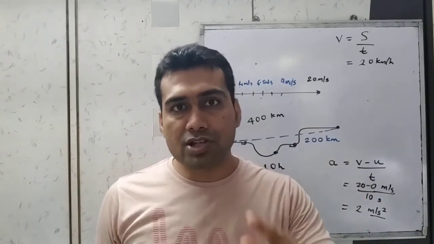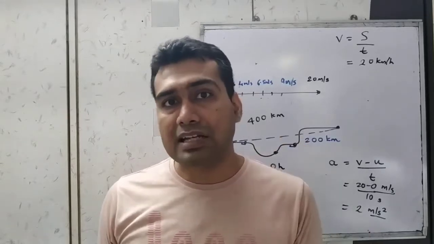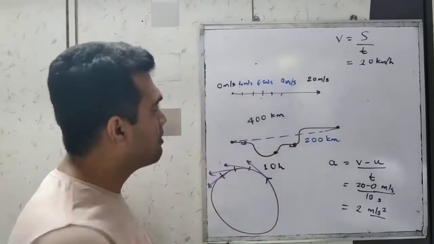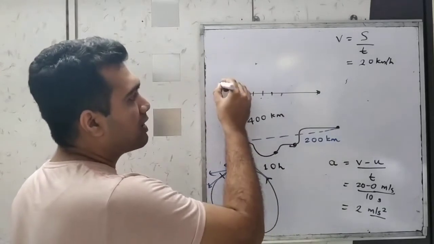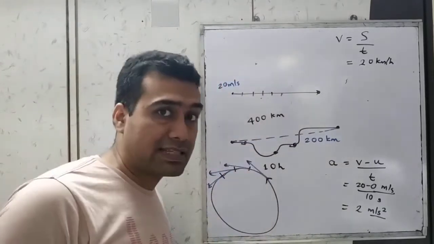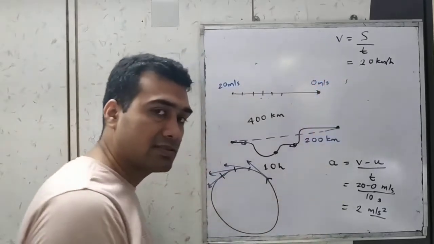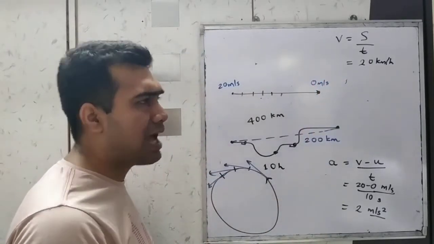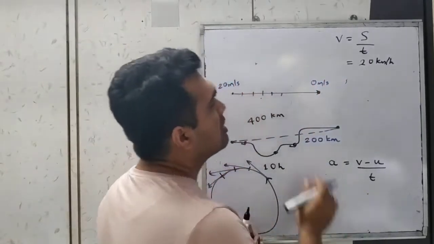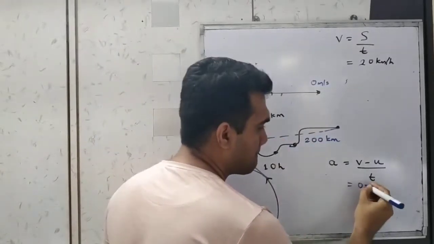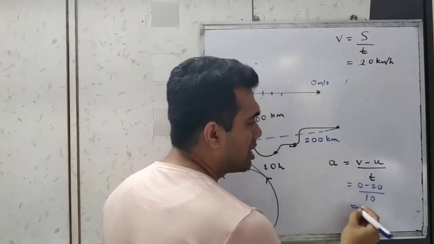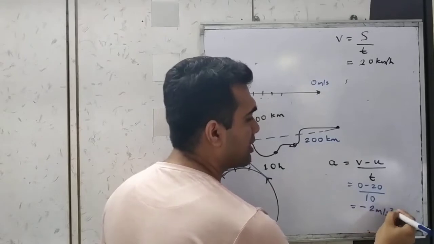Now, acceleration can be negative as well, which is called retardation or deceleration. Imagine there's a car moving at 20 meters per second, it applied brakes, and after 10 seconds it came to a stop, so its final velocity is 0 meters per second. So now what is its acceleration? As per the formula, it will be 0 minus 20 upon 10 seconds, which is minus 2 meters per second square.